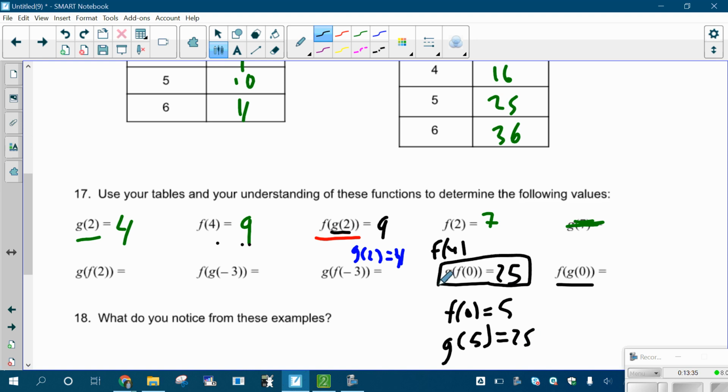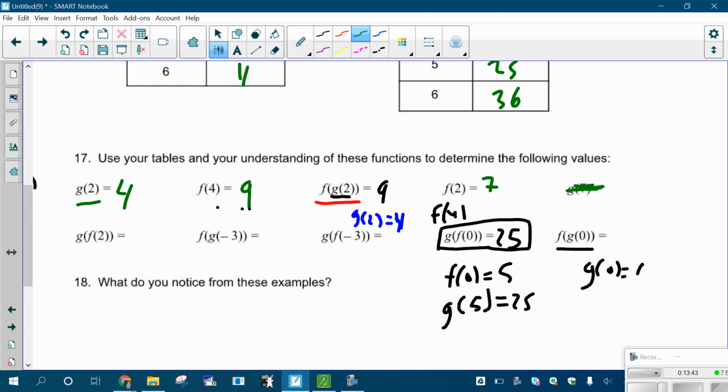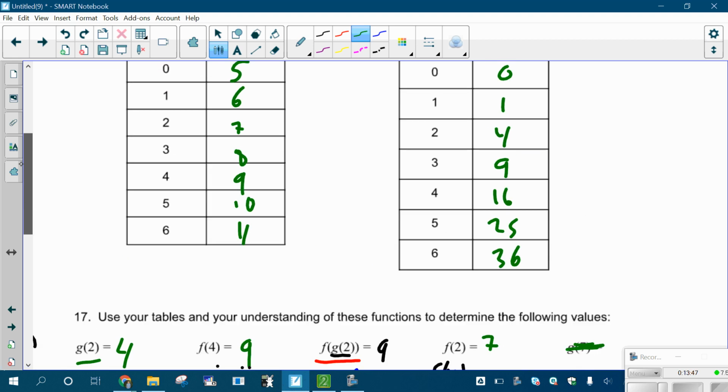Okay, let's do f of g of 0. So I'm going to do inside out, so I'll do g of 0 first. G of 0 is 0. And then I need to do f of 0, and I get 5.